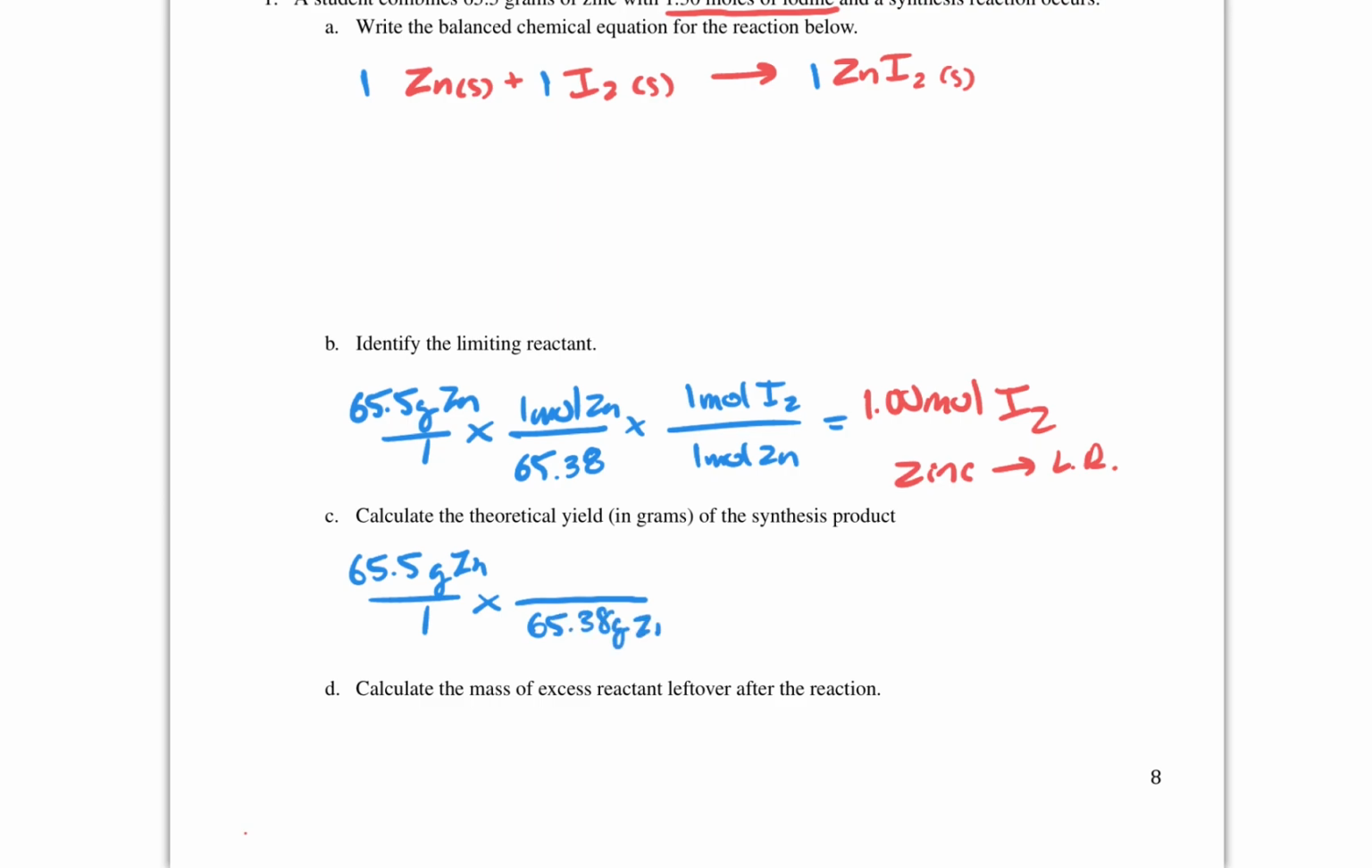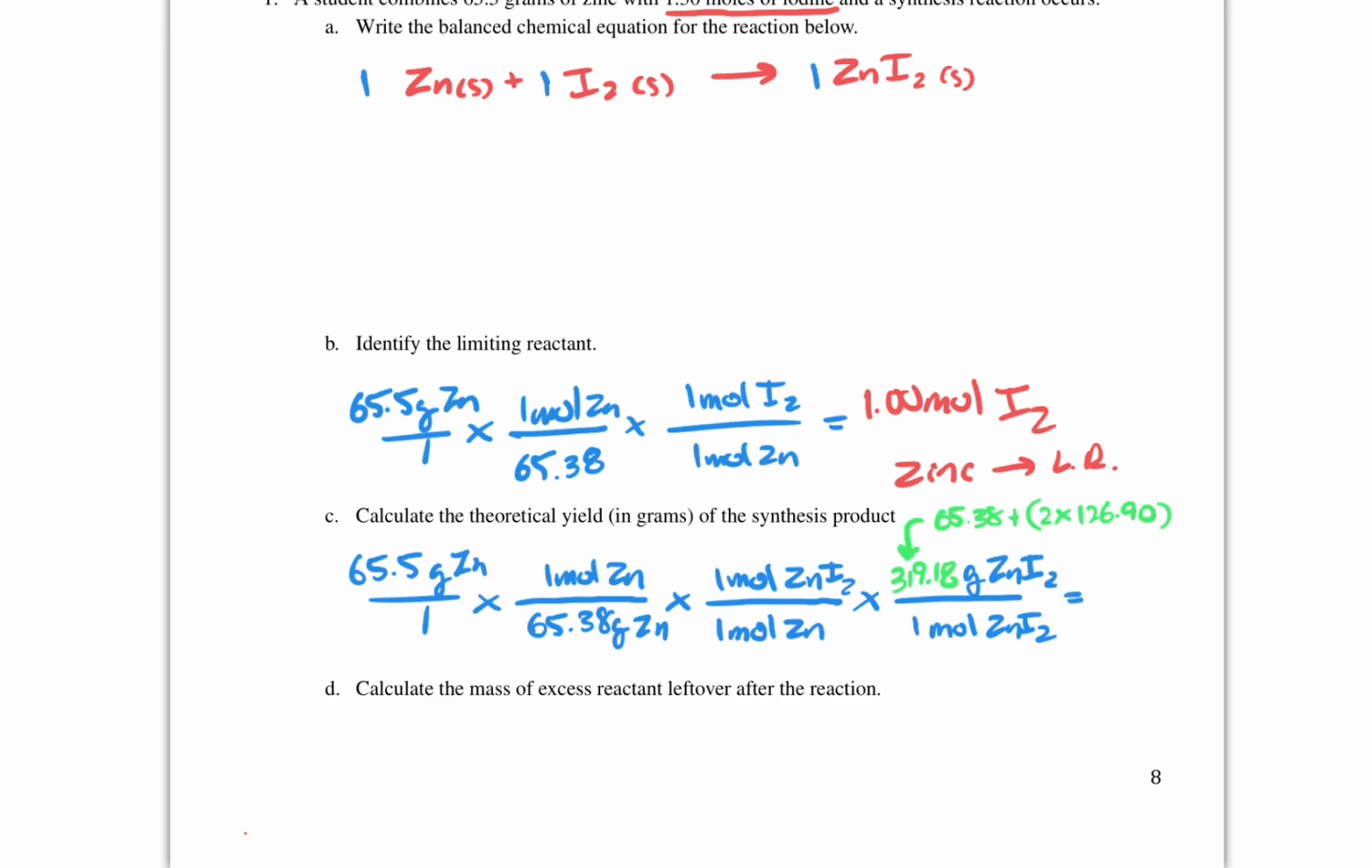So I'm going to start with my 65.5 grams of zinc. I'm going to again convert that into moles of zinc by using the molar mass of zinc. And then I'm going to convert that from moles of zinc into moles of zinc iodide using the coefficients from the balanced chemical equation. In this case, it's 1:1, but in other reactions, it won't be 1:1, so we don't want to skip this step. And then lastly, to find the grams of zinc iodide forming, I'm going to use the molar mass of zinc iodide to go from moles of zinc iodide to grams of zinc iodide. 320 grams of zinc iodide forming. This is called my theoretical yield.